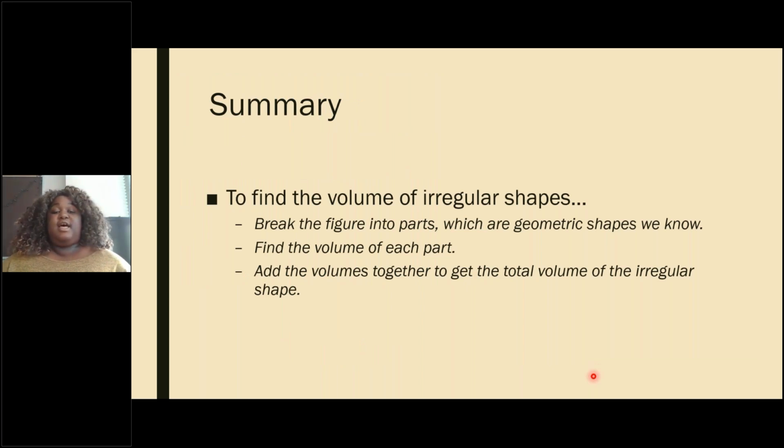So in summary, to find the volume of irregular shapes, and we just did some problems, we'll break those figures that they may give us into the parts, which are the geometric shapes we know. And then using the formula sheet that they'll give you, because you won't have to memorize it. So using those formulas, once you know the shape, you'll be able to use the volume formula, and you'll find the volume of each part. And then once you find the volume of each part, you'll add them together, and that'll give you the total volume of the irregular shape.